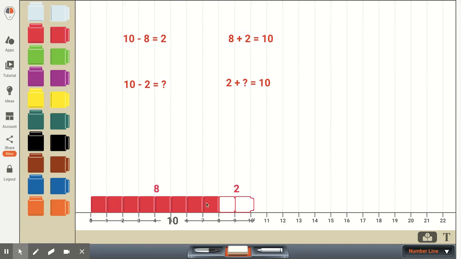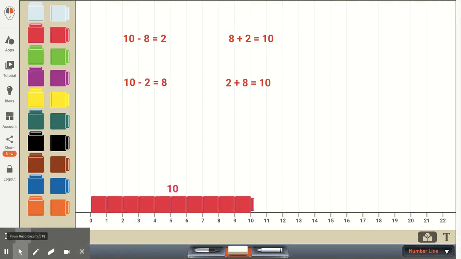I'm left with 8. So another way of saying this would be taking the subtraction problem and turning it into an addition problem with an unknown. So it's 2 plus something is going to be equal to 10. And what we're showing here is that we would be able to solve this and be able to say that 2 plus 8 would be equal to 10.